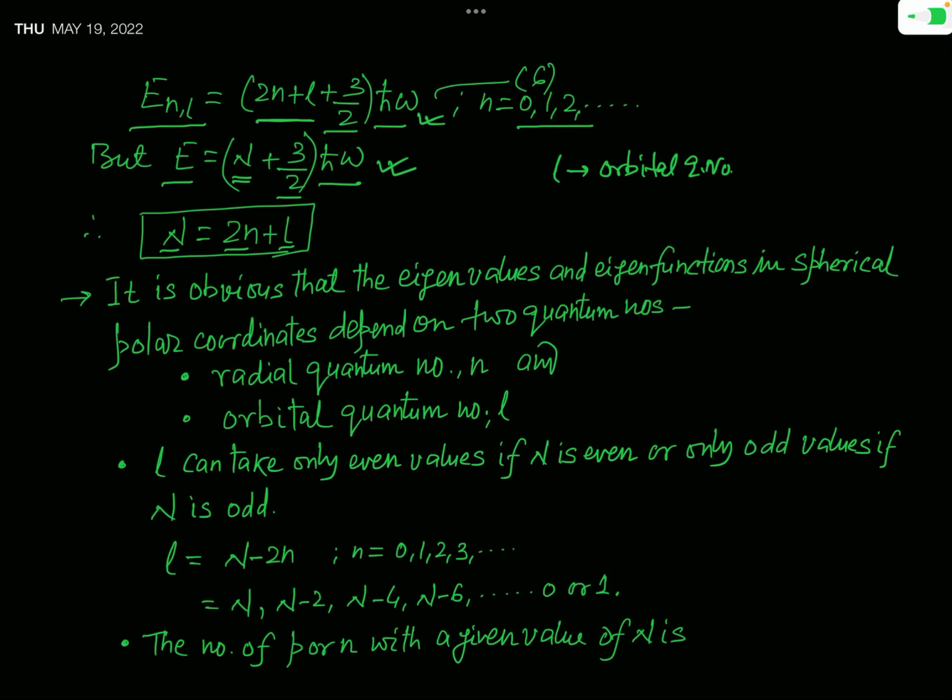This is a most significant result. As you have seen in the Cartesian coordinate system, the energy of the oscillator depends only on the quantum number N. But when we consider the spherical polar coordinate system, we get extra information: the energy eigenvalue depends on two quantum numbers, n and l. Here n is known as the radial quantum number and l is called the orbital quantum number. So the eigenvalues and eigenfunctions in a spherical polar coordinate system depend on two quantum numbers: the radial quantum number n and the orbital quantum number l.